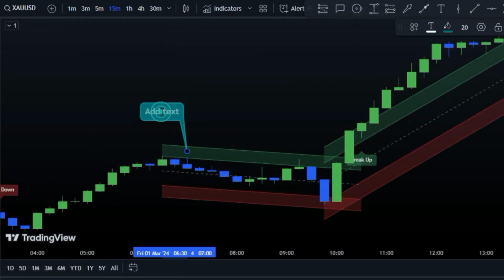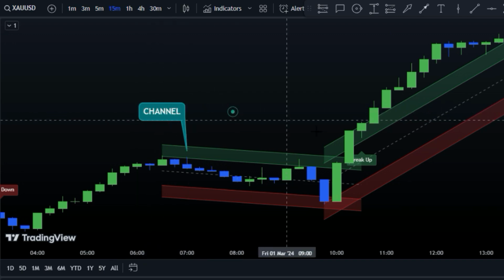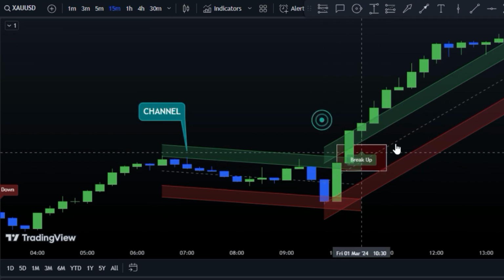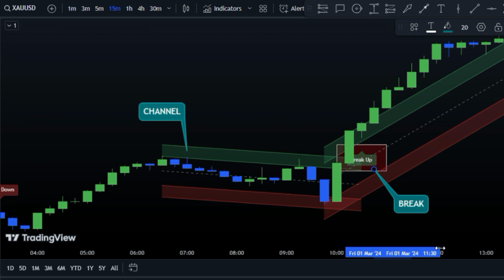This indicator is awesome. Not only does it draw channels on the chart automatically, but it also gives signals when the price breaks out of those channels. It's a great tool for price action traders. When the price goes above the channel, you get a breakup signal telling you it might be a good time to buy.